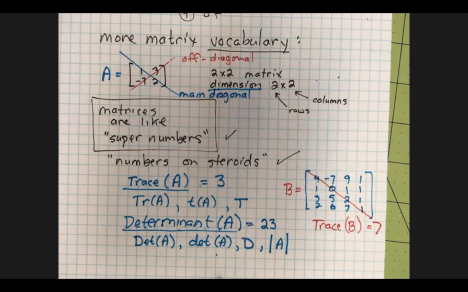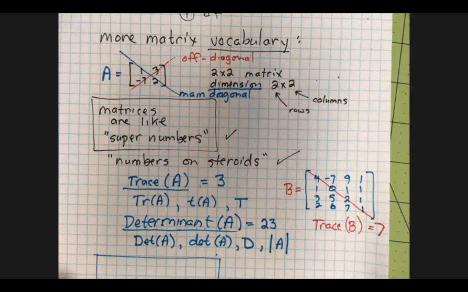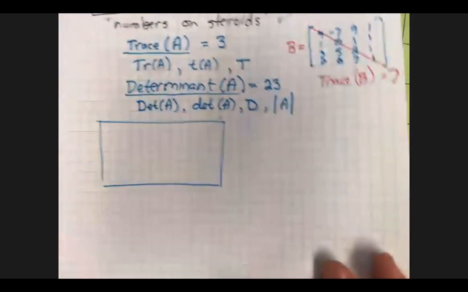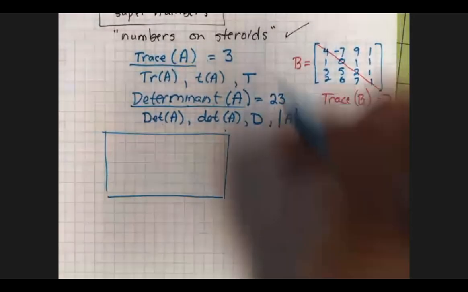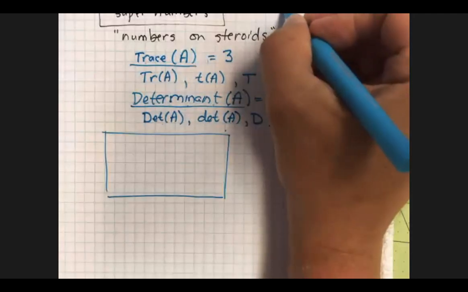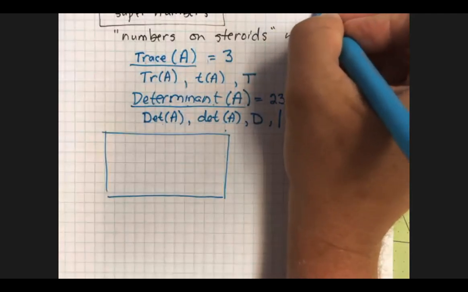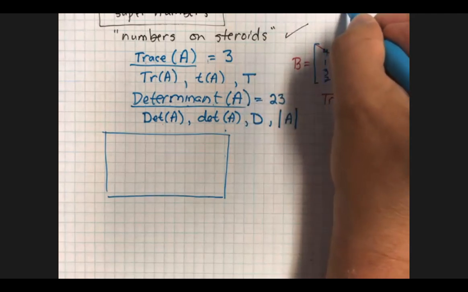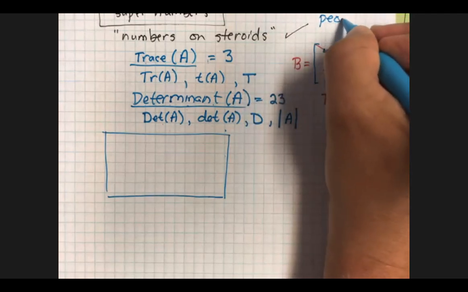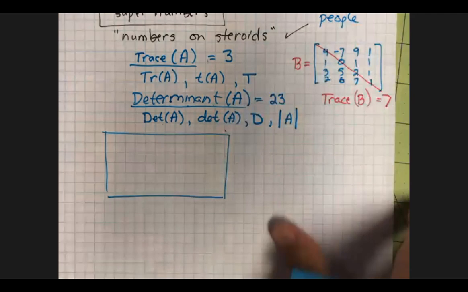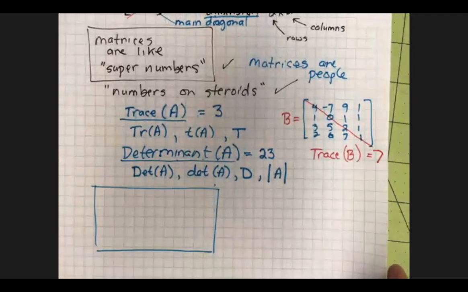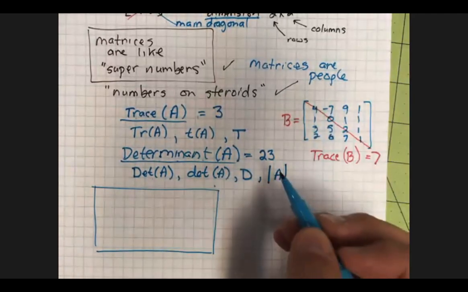One more thing before we take a break, and that is, understand what matrices are. Matrices are super numbers. Matrices are numbers on steroids. If you allow me to be too poetic, matrices are people. I think that's a little too poetic.